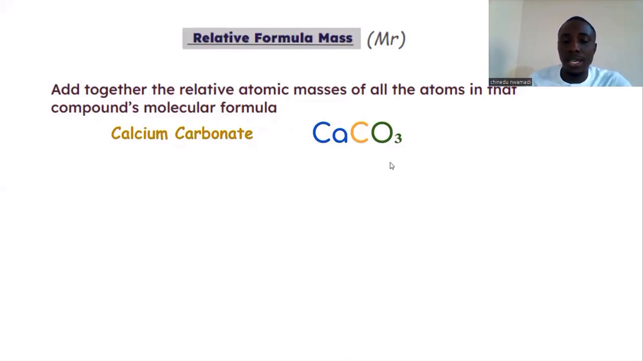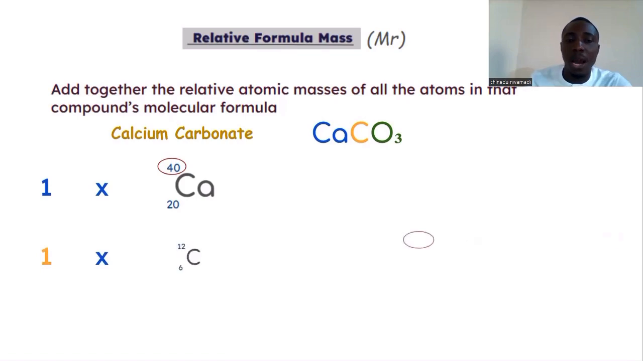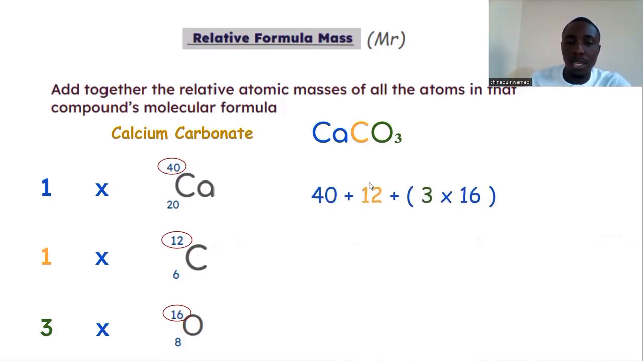So let's start. Looking at that again, you can see that there is just one atom of calcium in that compound. So 1 multiplied by its atomic mass, which is 40. You go to the next element in that compound, which is carbon, and we have just 1 atom of carbon there. So 1 multiplied by the relative atomic mass of carbon, which is 12. We move to the next one, which is oxygen. So we have 3 atoms of oxygen there. So 3 multiplied by what? The atomic mass of oxygen, which is 16. So we have 40 plus 12 plus 3 times 16. Okay, now that will give us Mr to be 100.